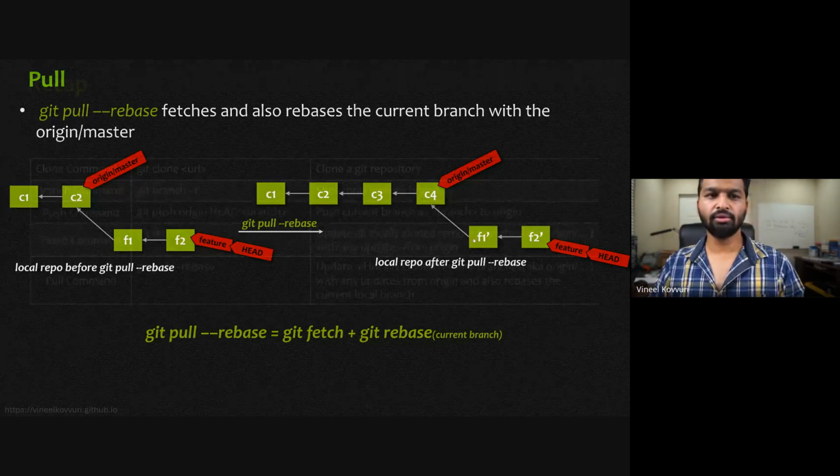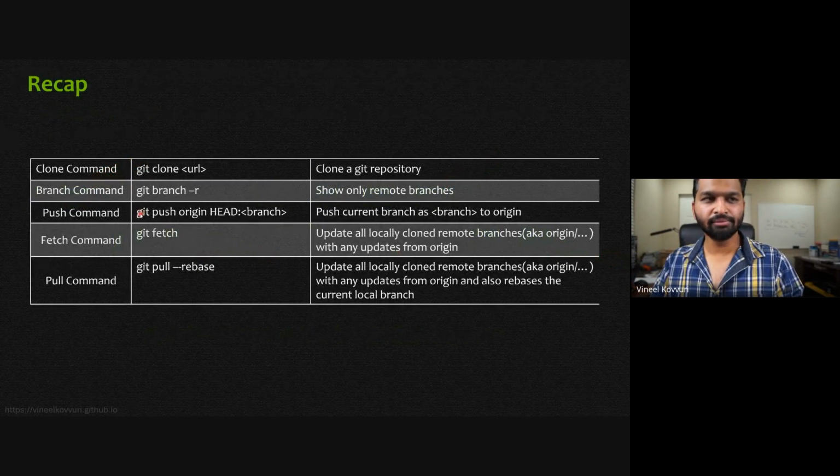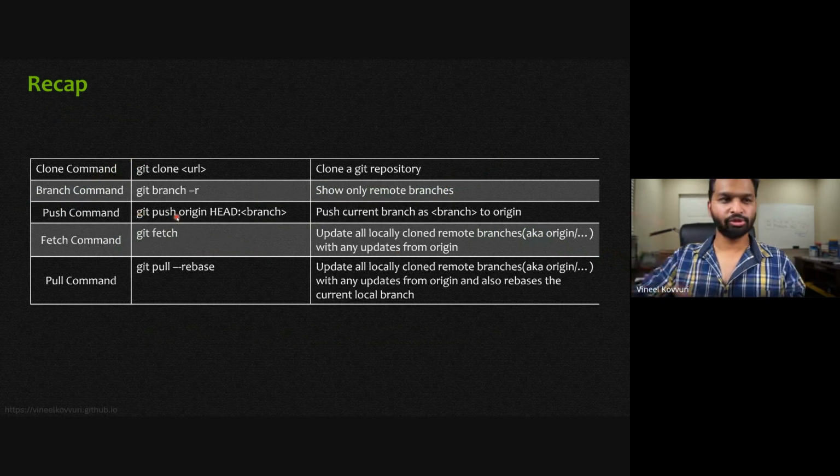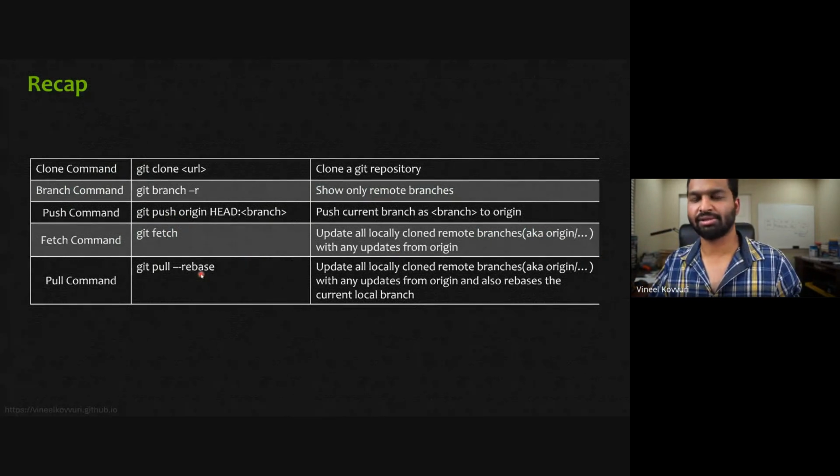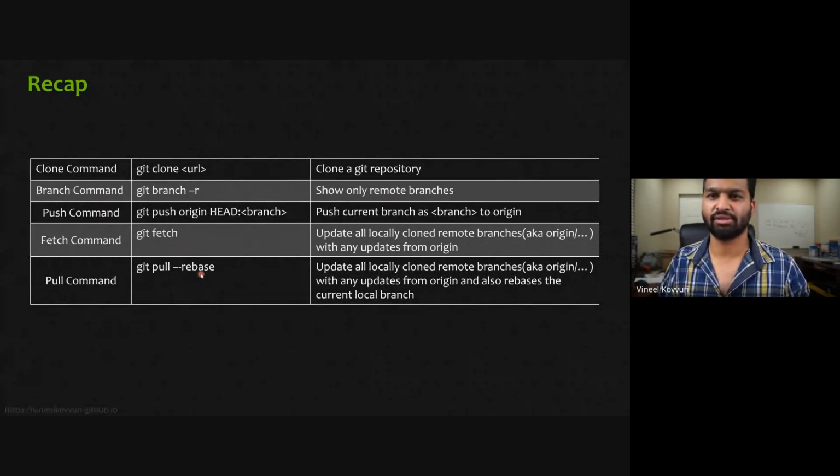Okay, so we use git push to push the changes. We use git fetch to only update the remote branches that are cloned locally, and we ultimately use git pull --rebase to get the latest changes.